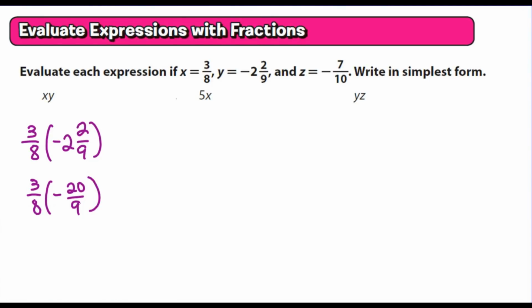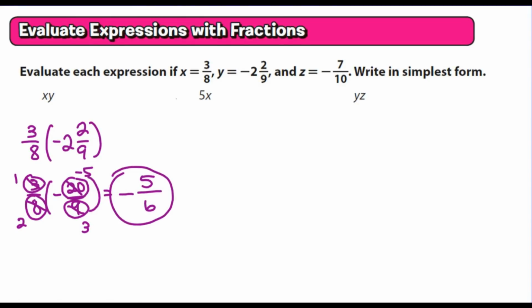I'm going to simplify this before I multiply. 3 and 9 have a common factor of 3. Divide them both by 3. I get 1 and 3. And 8 and 20 have common factors of 4. So that's 2 and negative 5 there. I can't forget my negative. Don't lose your negatives in this process. I know my result is going to be negative. So it's going to be negative 5/6, and that is in simplest form.